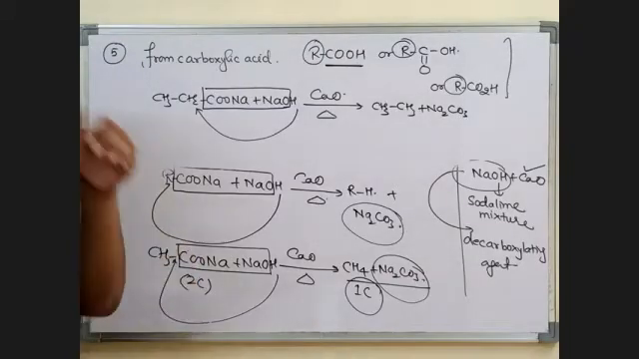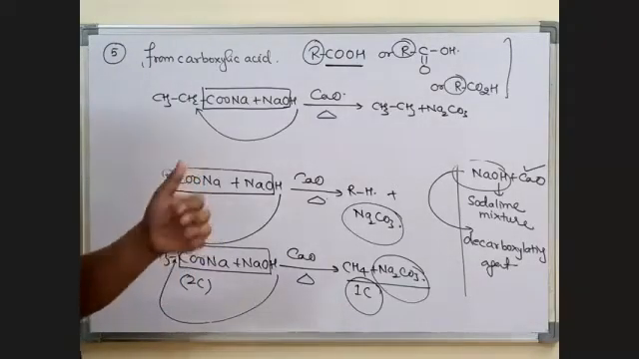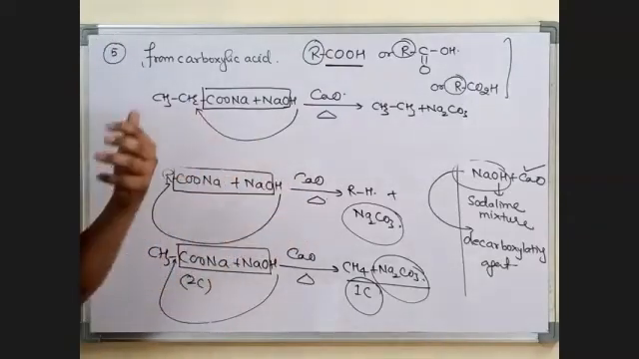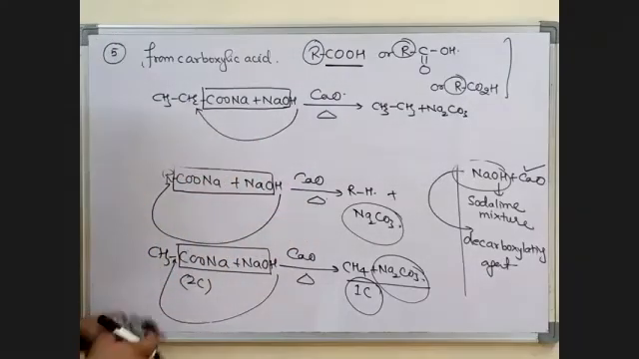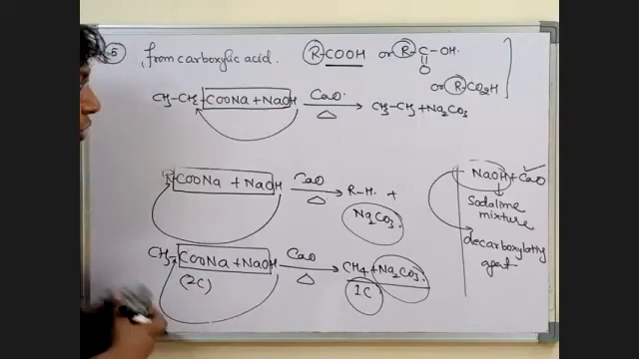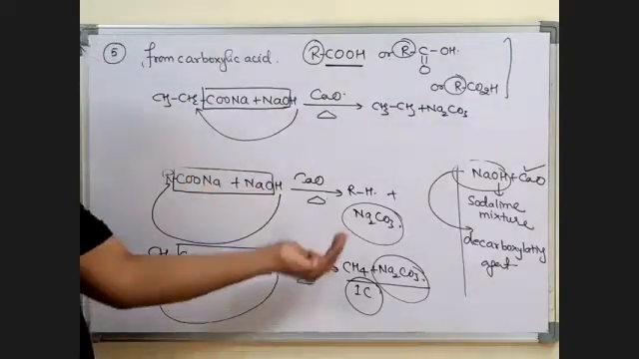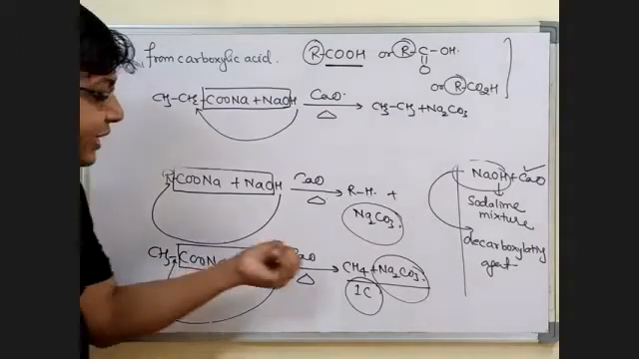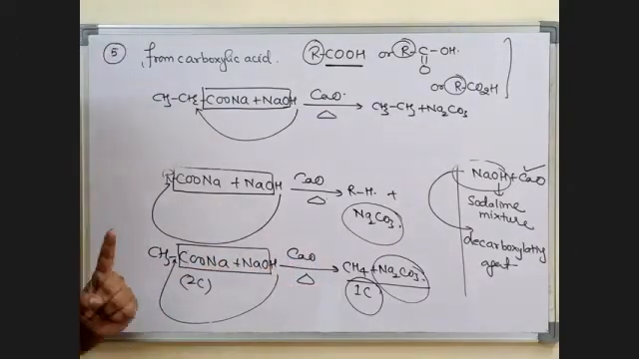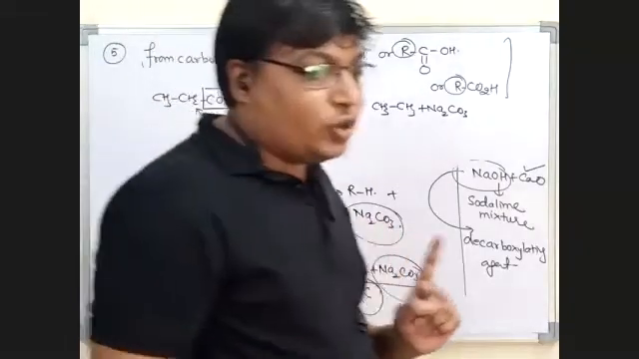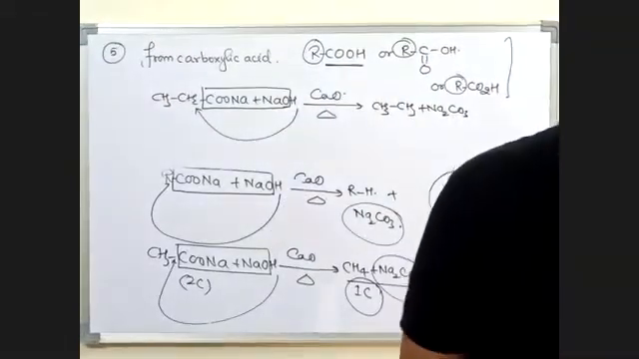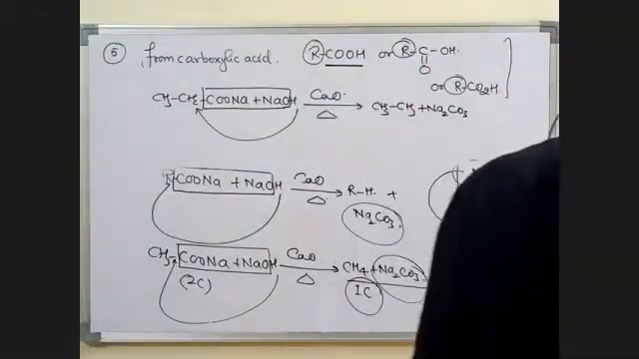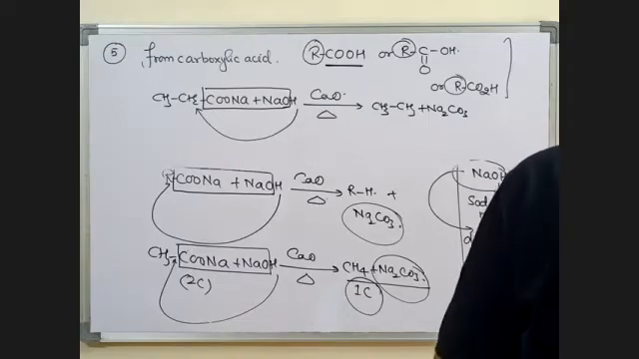Suppose your salt has 3 carbons, so the product will have 2 carbons. Suppose your salt contains 4 carbons, your alkane should contain 3 carbons, student. Always your alkane is 1 carbon less than the sodium salt. Is that clear? Devansh, clear?